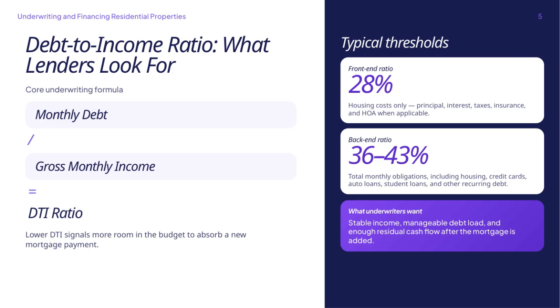The front-end ratio should be no more than 28%, which includes just your housing costs like principal, interest, taxes, insurance, and homeowners association fees if applicable. The back-end ratio is a bit higher, typically between 36 and 43%. This includes all your monthly obligations, such as housing costs, credit cards, auto loans, student loans, and any other recurring debts. Underwriters want to see that you have a stable income, a manageable debt load, and enough leftover cash flow after adding the mortgage payment to comfortably cover your expenses. Meeting these criteria increases your chance of loan approval and terms that fit your financial situation.